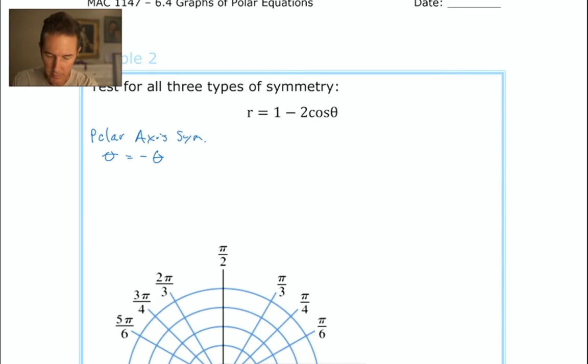Okay, so let's make that substitution. So now we have r equals 1 minus 2 cosine, not cosine theta, now it's cosine negative theta. So here we've made the substitution. The question is, can we convert this equation back to look exactly like the original? And the answer is yes.